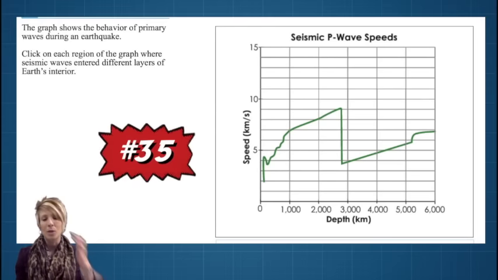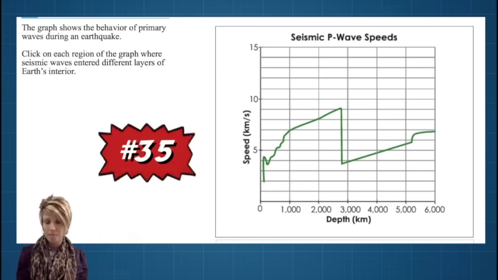Okay, now for this next one, this is something that you would do on the computer where you would actually click on a part of the graph. So for this, I want you to use your pencil to circle. It says the graph shows the behavior of primary waves during an earthquake. Click on each region of the graph where seismic waves entered different layers of Earth's interior. Now we talked about that the Earth has different layers. We've got the crust, the mantle, the outer core, and the inner core.